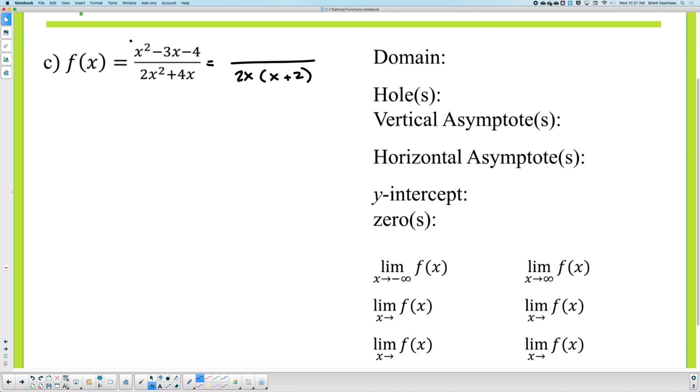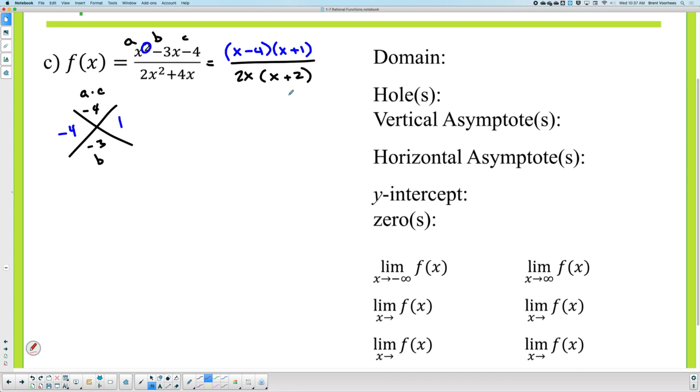I'm going to do an X method, though, for the numerator. Factors of -4 that add up to be -3. What are they? So it's not 2 and 2 this time. It's 4 and 1. Which one has to be negative? 4. So it becomes x minus 4 and x plus 1.